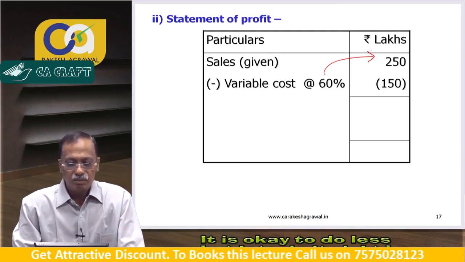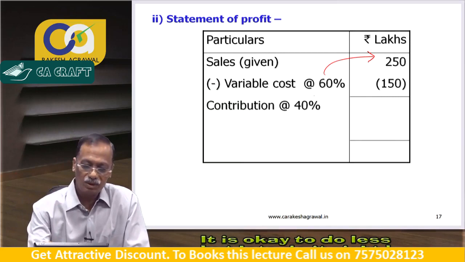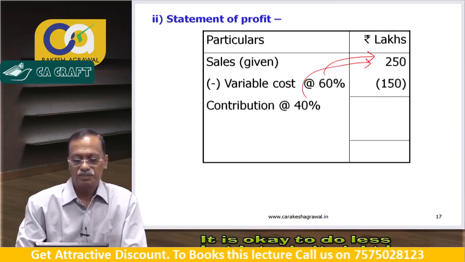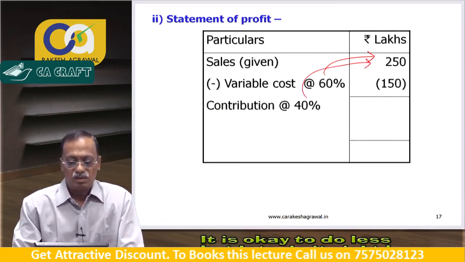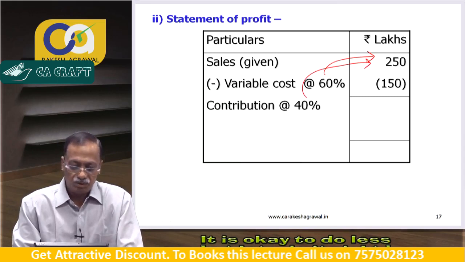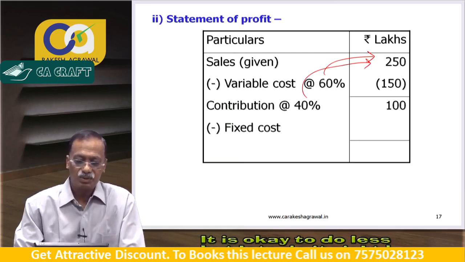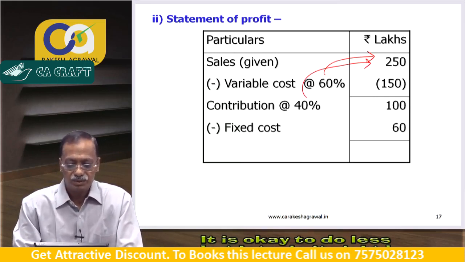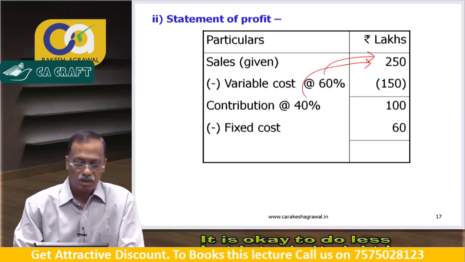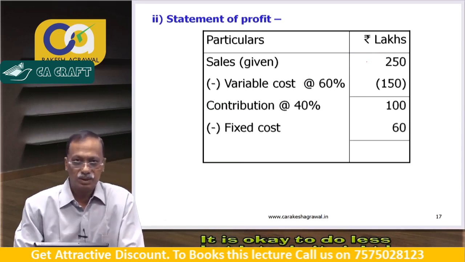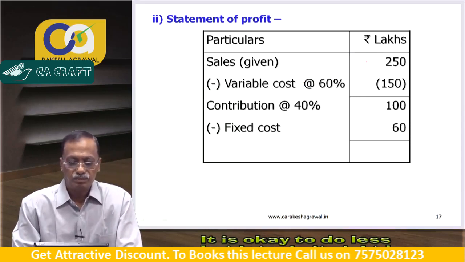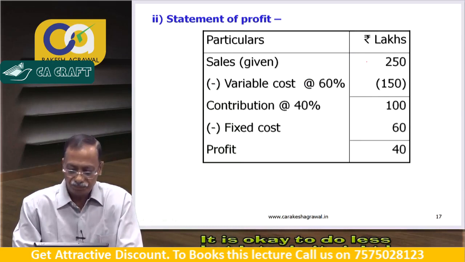If you deduct variable cost, you will get contribution. So contribution is the remaining 40% of sales. So contribution will be 100. And how much fixed cost we had calculated? I think 60 lakhs. So less fixed cost 60, and you get the profit, expected profit, that is 40.